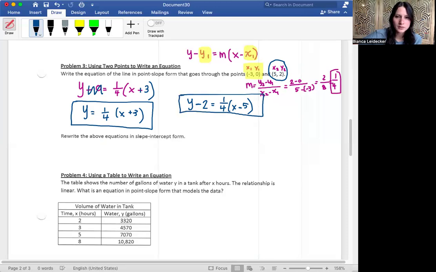It says write the above equations in slope intercept form. So slope intercept form, if you remember, we're going to write as y equals mx plus b. So we actually have to... what we can see here is that it's very, very close. I just have this parentheses.